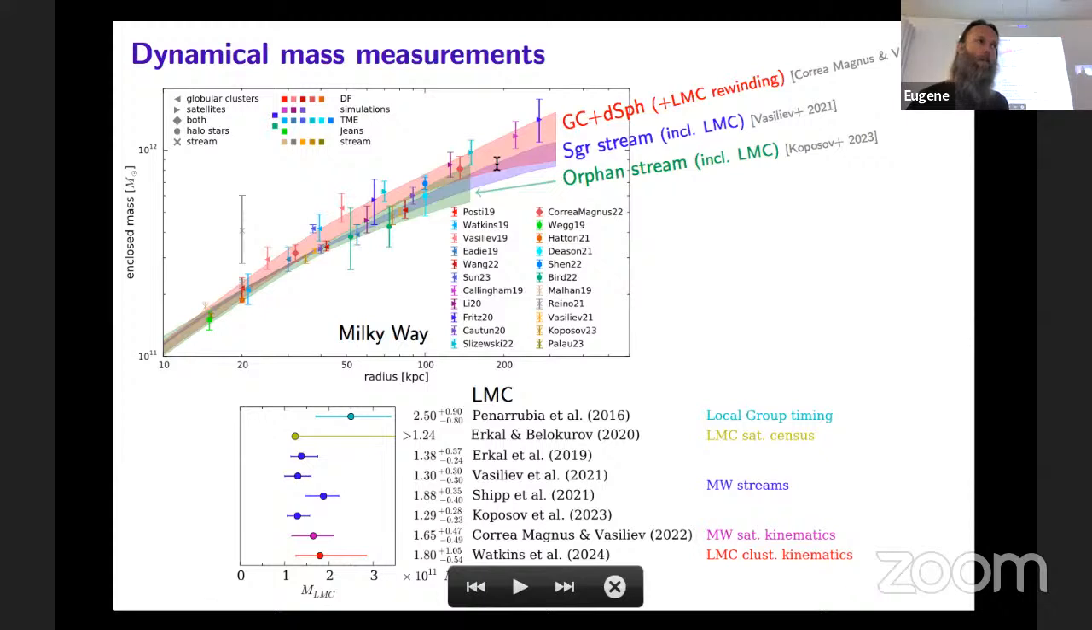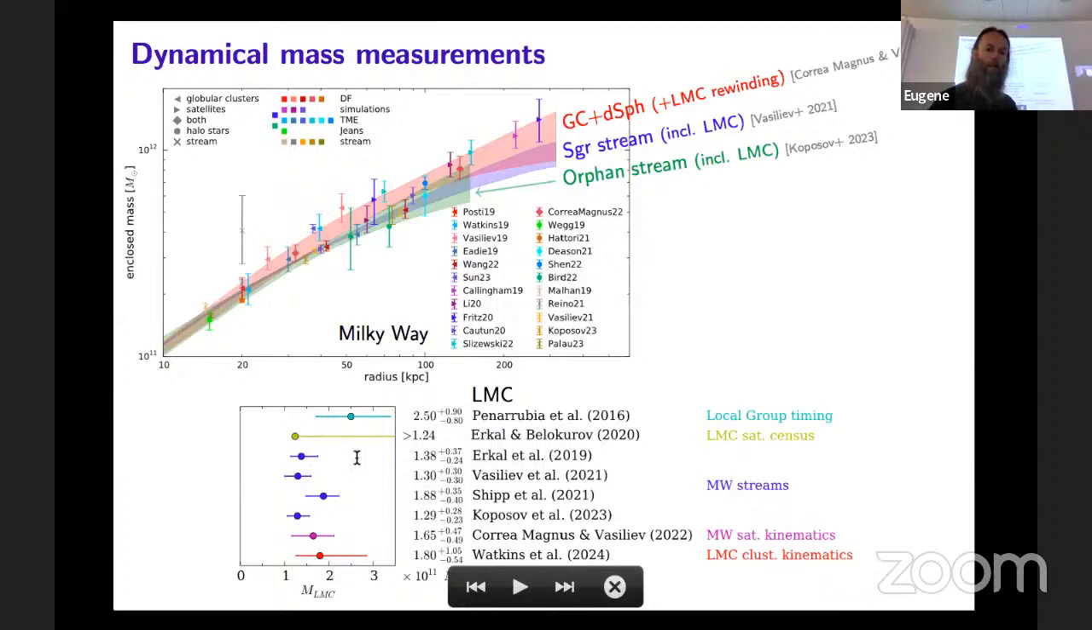And the three studies that I did include the LMC in their analysis are shown by these colored bands. Two of them are based on the streams, the Orphan and Sagittarius stream. They look very, very similar. So the blue and the green lines, the confidence intervals more or less coincide. The red line shows the inference from the satellites, the rewinding scheme that I just described, which is slightly higher, but it's still consistent with it. Other studies did not consider the LMC perturbation, but it seems that actually this 10% bias is not so obvious given the scatter of these data points.